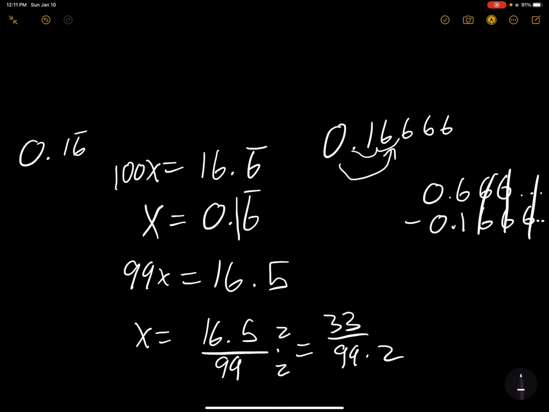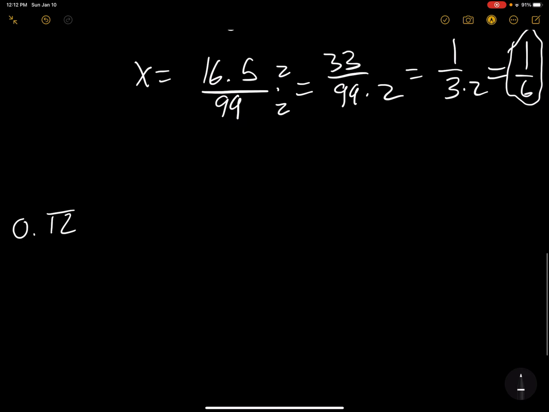Because you might see here that I have something happening. I have 33 over 99. What's 33 over 99? This can cancel. We can divide by 33 and get 1/3. So this is equal to 1 over 3 times 2, or 1 over 6. So that was a slightly more challenging one, but we still arrived at the correct answer.